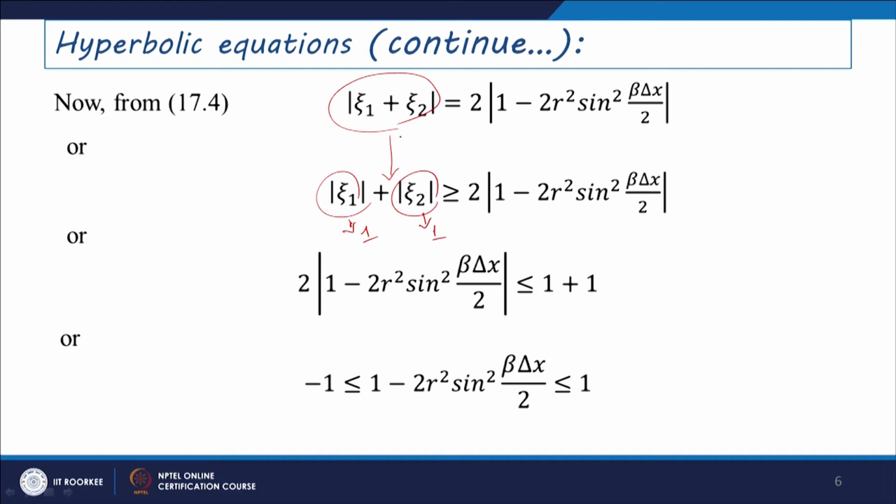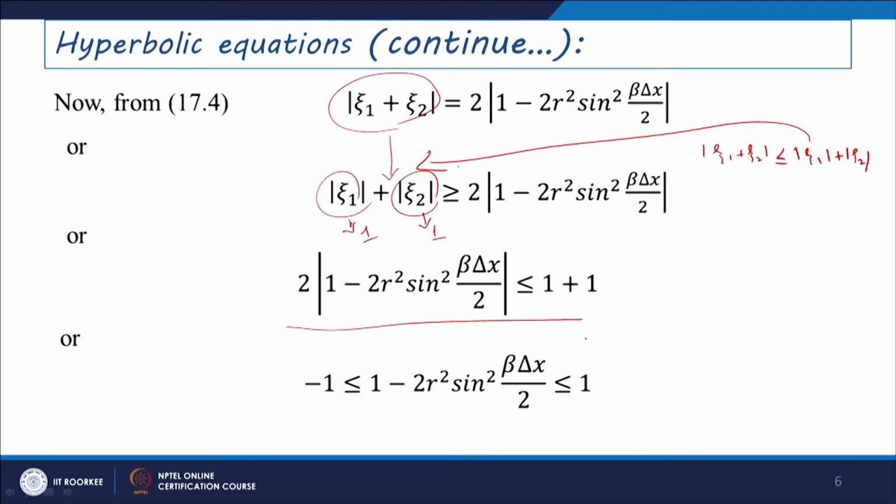So, I just want to repeat this: since we are considering the absolute value of zeta 1 plus zeta 2, it is less or equal to zeta 1 plus zeta 2. So, that is why this relationship is established. If we take this in inequality form, since 2 can be divided out, we have the inequality minus 1 less or equal to 1 minus 2 r square sin square beta delta x by 2, which should be less or equal to 1.